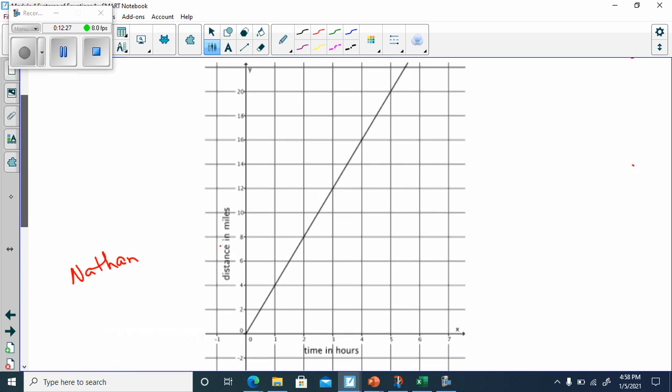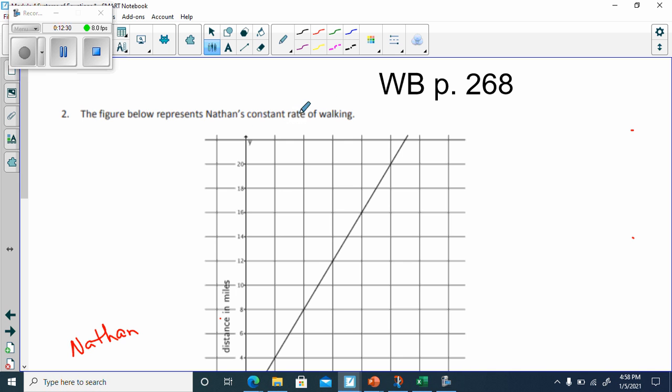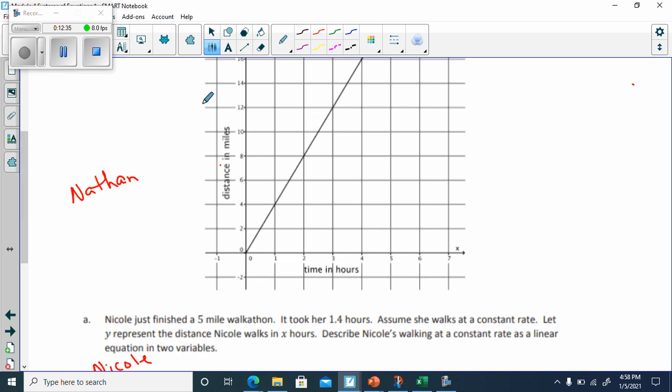Let's go back to Nathan. The figure represents Nathan's constant rate of walking. Let's look at his rate of walking. I can read it on the chart here. The X is time in hours, the Y is distance in miles. Let's look at some of these points and see what they say. After 1 hour, he has done 4 miles. After 2 hours, he has walked 8 miles. After 3 hours, he has walked 12 miles. After 4 hours, he has walked 16 miles. So see, that tells us what's going on there, doesn't it?